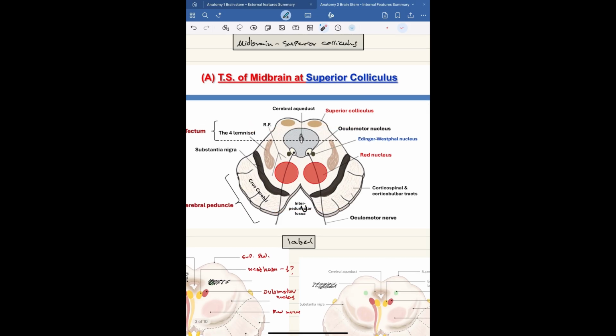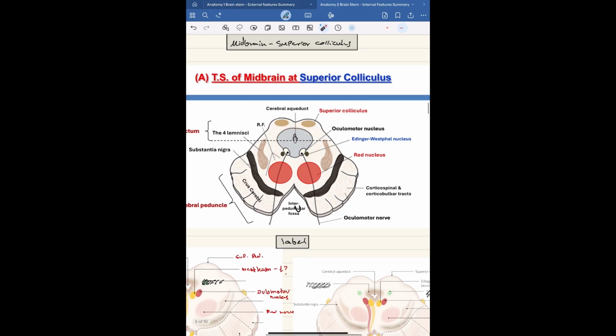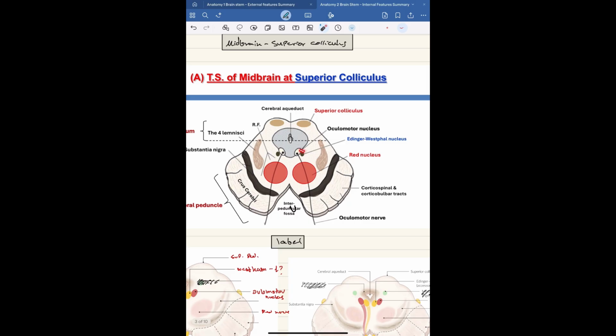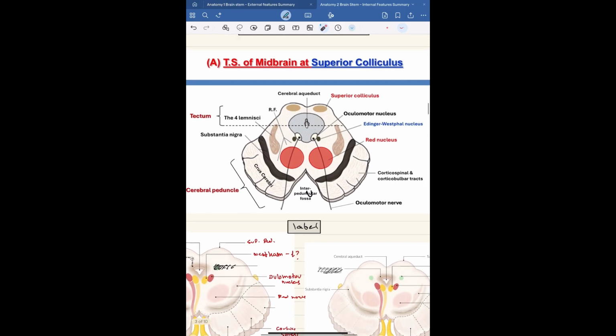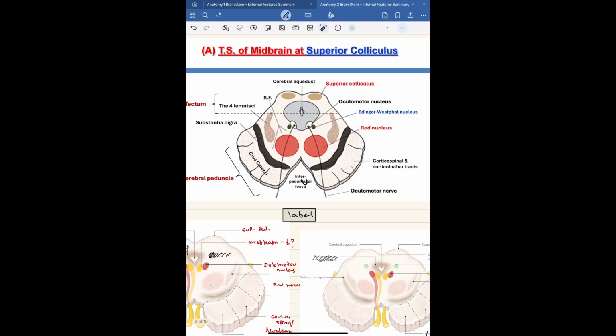Let's see the nuclei here. Here you will see the oculomotor nucleus. With it, you will see the oculomotor nerve, which makes sense to be existing here. And then you have beside it the Edinger-Westphal nucleus, which I believe is parasympathetic related, that aids the oculomotor. So it makes sense it's located here as well. Then you got the four lemnisci, okay? And then you got one of the other core structures, which is the red nuclei.